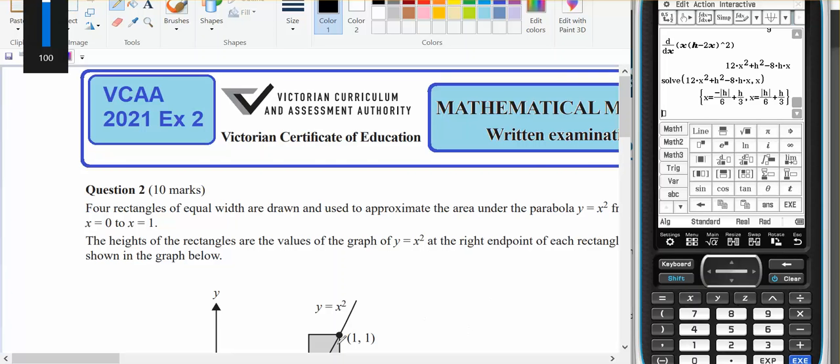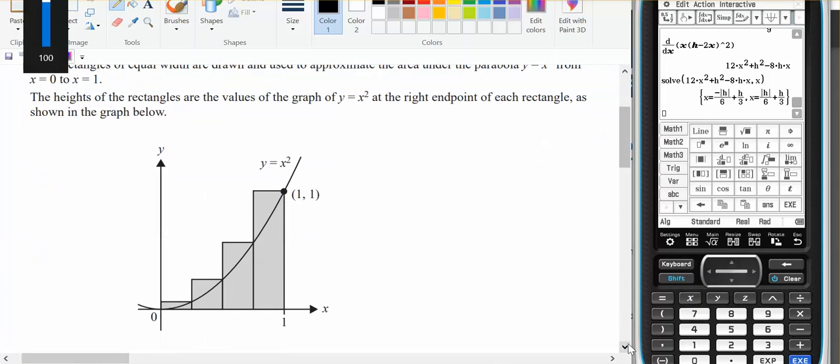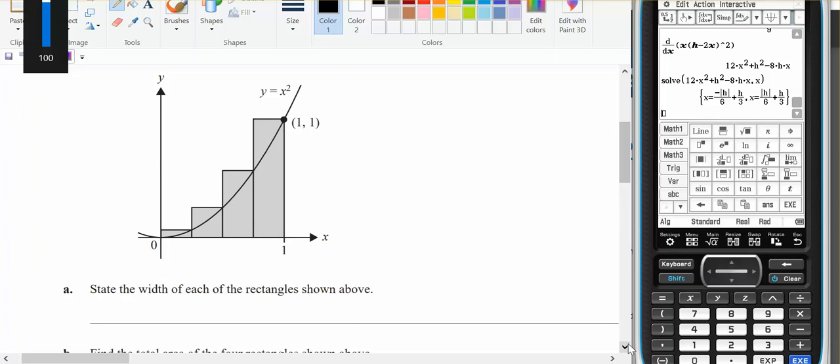Question number 2. We've got 4 rectangles of equal width drawn to approximate the area under a parabola. State the width of each rectangle as shown. There are 4 of them, and we're looking at a half there, so we're looking at 0.25 wide.